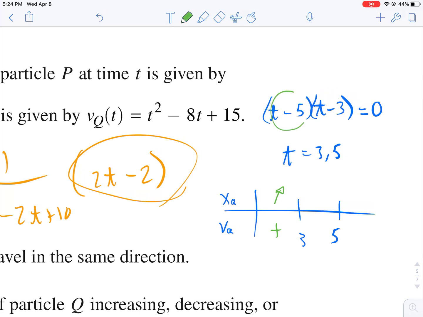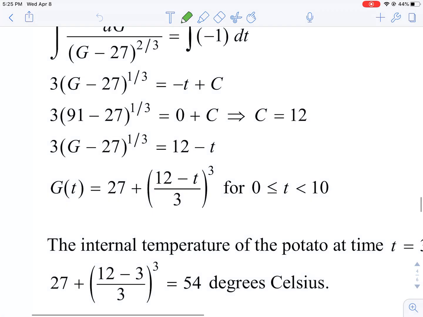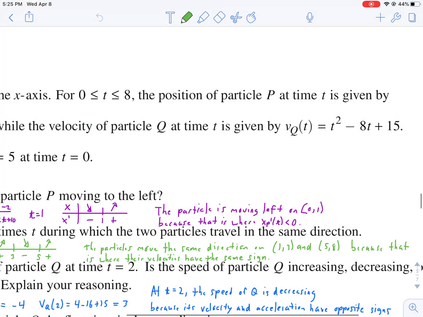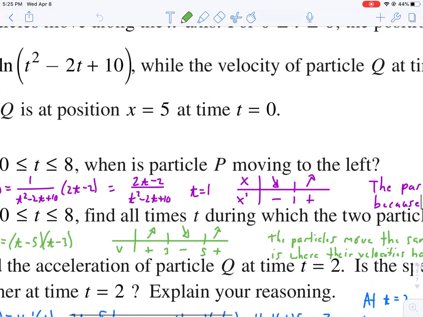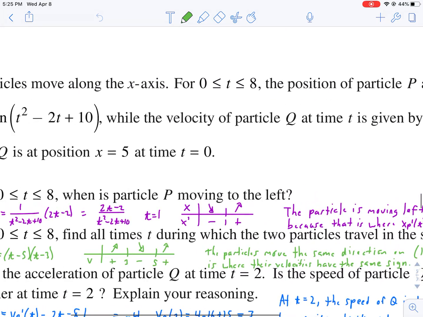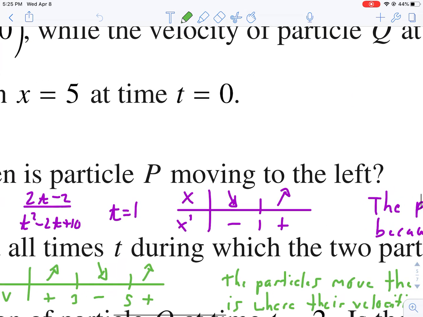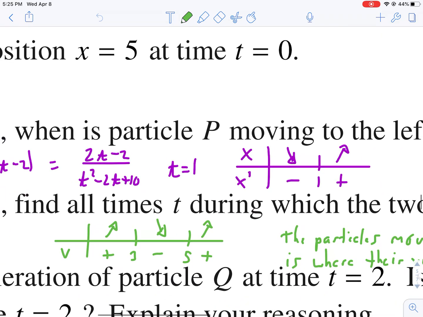Plug in 4, and I get a negative and a positive, which is negative, so it decreases. And then plug in something big, and you're going to get positive, positive, so it's positive and increases again. All right, so here's both of those sign charts on the same screen. We want to know when they're traveling the same direction, so that's when their velocities have the same sign.